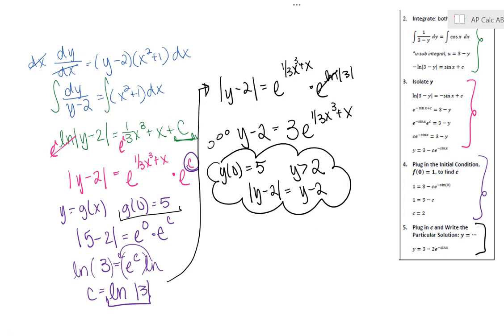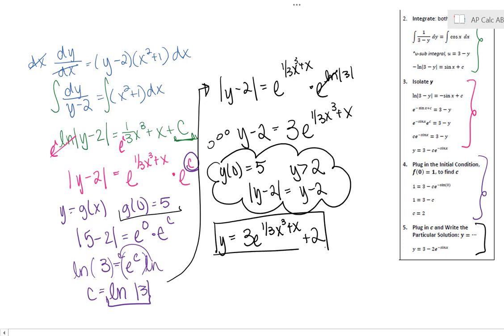So then my final step is to make sure that y is isolated, so that means we're adding the 2. So my final step is saying y equals 3e to the 1/3 x cubed plus x, plus 2. And we are good to go.